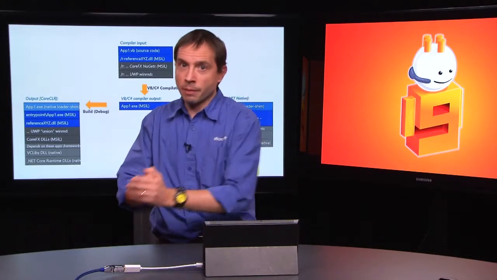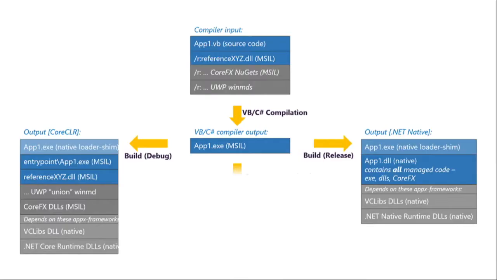Again, it has a small native loader shim whose job is to load that, and it depends on some machine-wide AppX frameworks that are the exact right version that you tested on your development machine, that your AppX manifest said it depended upon. Those same versions are the ones that are used on customer machines.